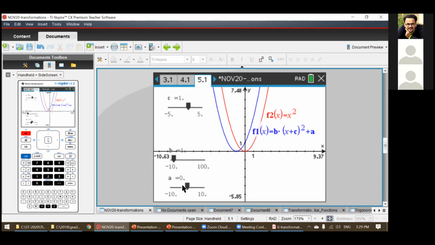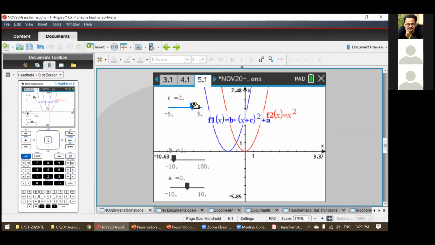Now, I have set A as 0, so technically this doesn't matter to you. I have set B as 1. You can see that I'm only trying to understand what C will do to the graph. So go ahead and increase C and then decrease C to see what happens to the graph. What do you observe?